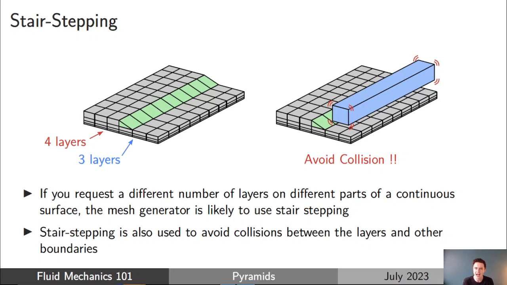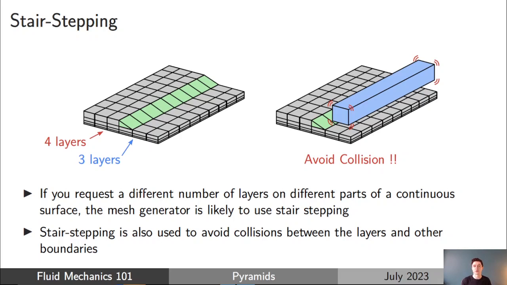And why does that happen? Well, there are a number of possible reasons, and ultimately you need to have a look at your mesh and try and work out why. But some common reasons why stair-stepping will be used. The first one is if you have a single surface that has requested layers over all the surface, but you may have broken it up into different sections and requested different numbers of layers on the same surface.